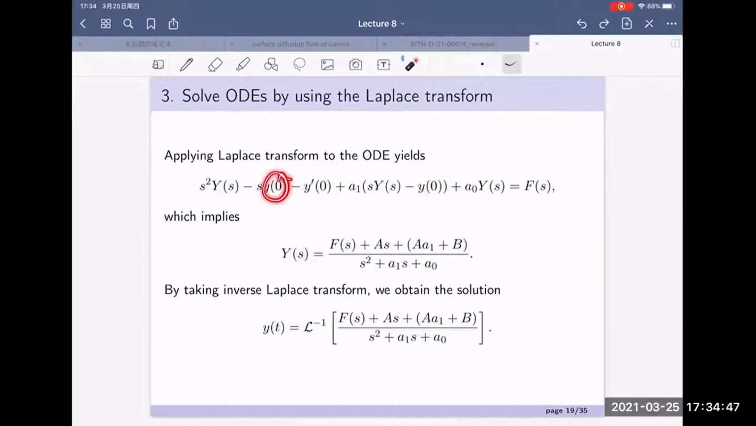You replace these by a and b, which is your initial condition, and then you can solve for your capital Y as you solve an algebraic equation. If there is no derivative, it's an algebraic equation. After solving the algebraic equation, you get capital Y, and then you take the inverse Laplace transform and you get small y. So that's the general method for solving differential equations. You first solve for capital Y, then apply the inverse Laplace transform. You get your small y, which is the function you want to find in the original question.